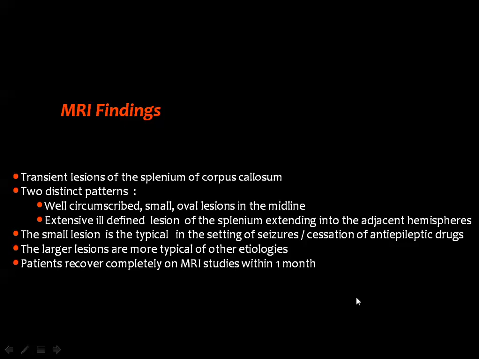The literature says that the small lesion is typical in the setting of seizures and cessation of anti-epileptic drugs, meaning that if the patient is epileptic and you perform an MRI, you may find this lesion in the splenium of the corpus callosum, or after the stoppage of the anti-epileptic drugs, and you can see this lesion, which is, as I have mentioned, a reversible lesion, and the MRI will return to normal within 1 month.